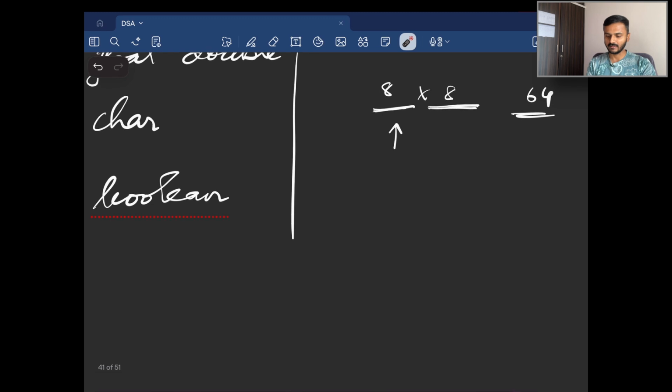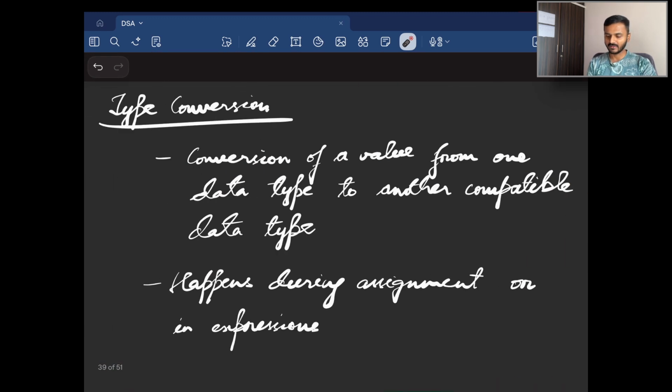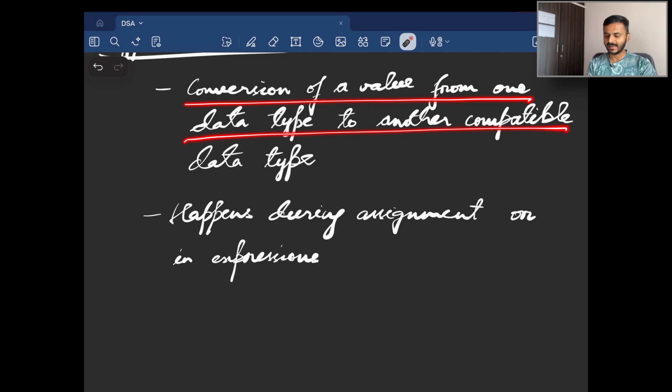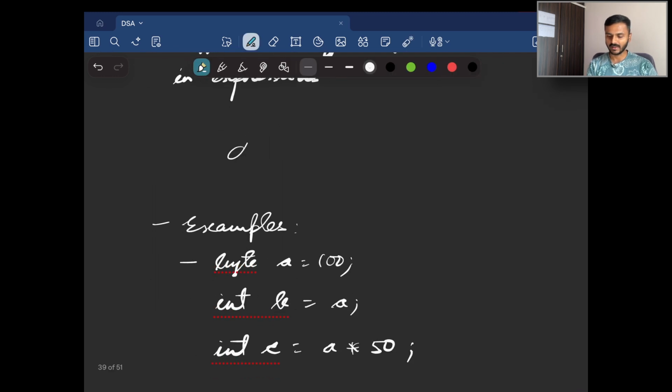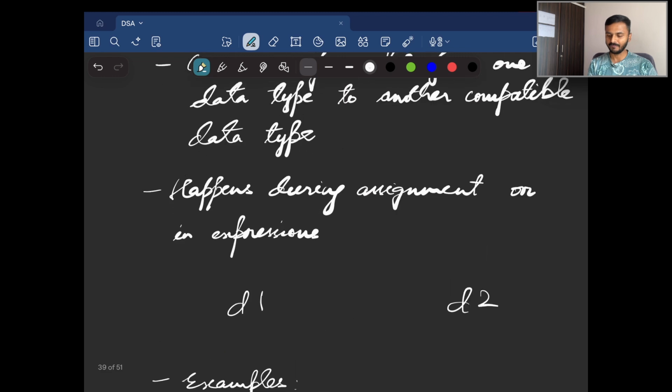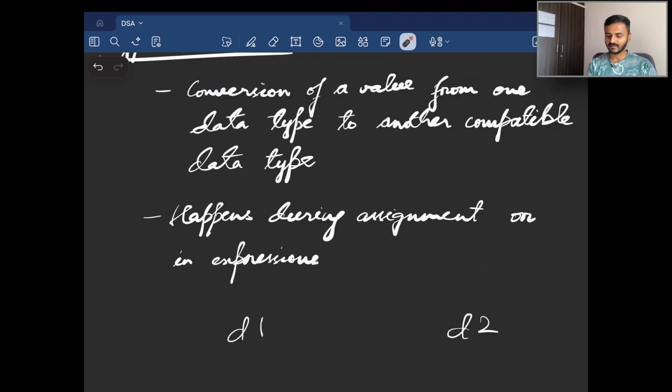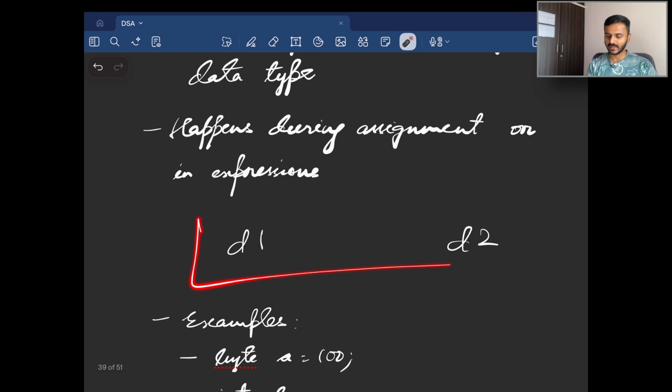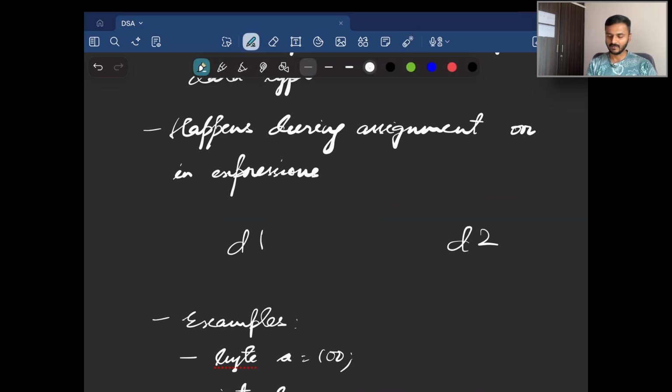Another important thing over here is that type conversion is the conversion of a value from one data type to another compatible data type, which means type conversion will take place when there are two data types involved, say D1 and D2. And it also says that it is conversion of a value from one data type to another compatible data type. So it means that both of the data types should be different. And that means if D1, for example, is byte, D2 cannot be byte, because then type conversion won't take place.